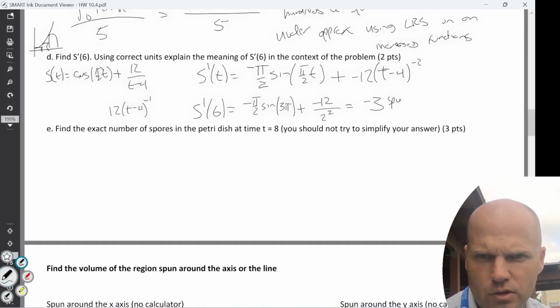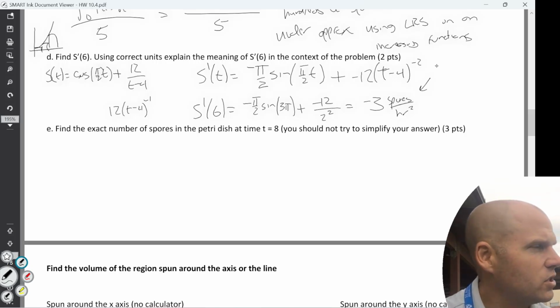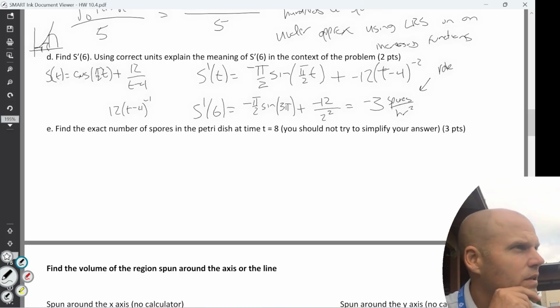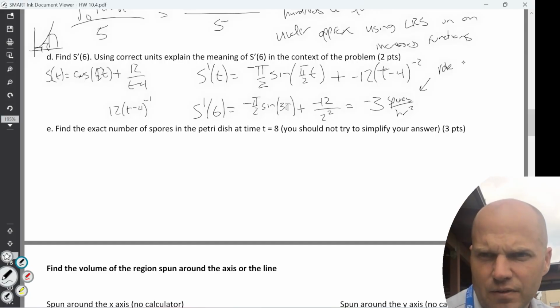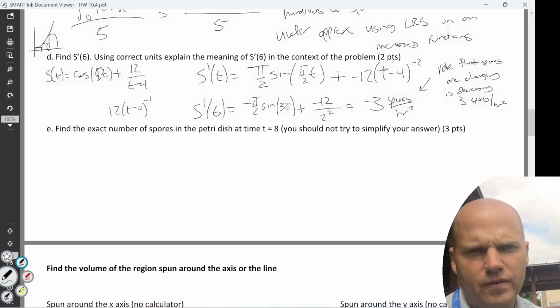This would be hundreds of spores per hour squared. It tells us that the rate of change of spores per hour is decreasing. The rate of change is negative. I'd say the rate that spores are changing is decreasing, 3 spores per hour. Rate of change of the rate of change.